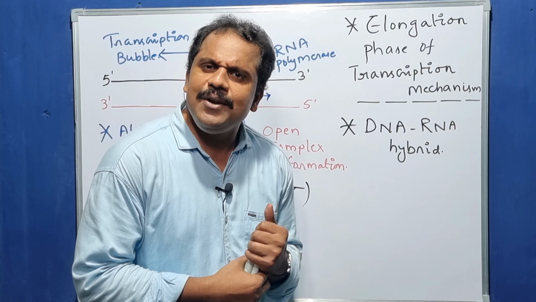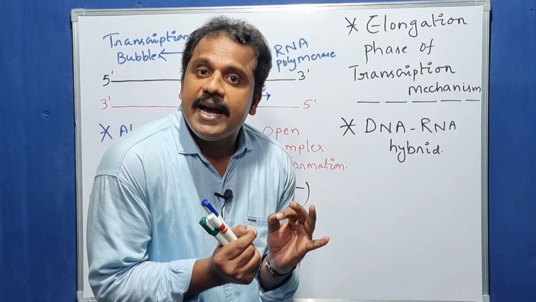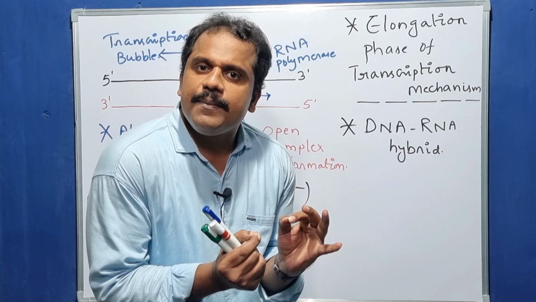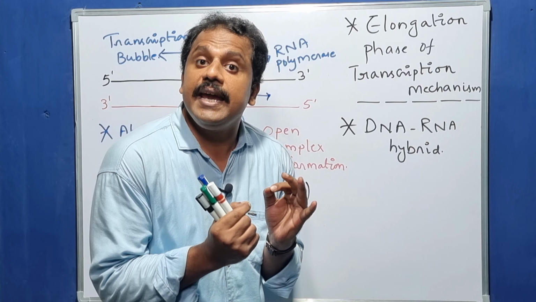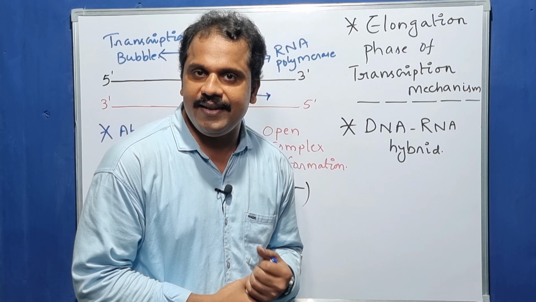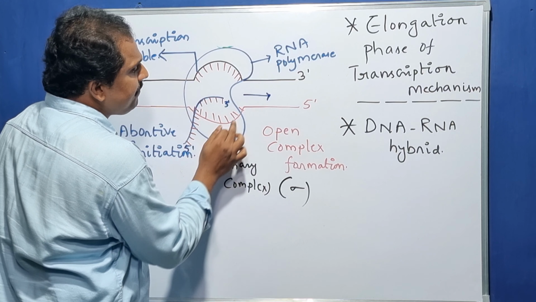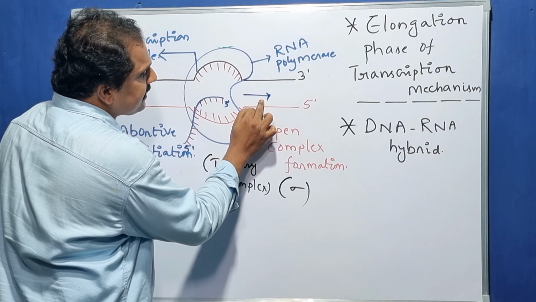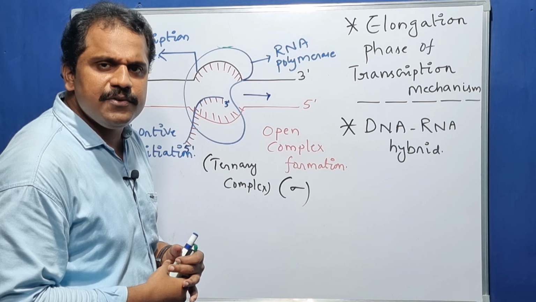Here we need to understand one key point. When the RNA polymerase enzyme unwinds or separates the double-stranded genomic sequence, the double-stranded genomic sequence undergoes positive supercoiling. When the RNA polymerase proceeds in this direction, the double-stranded genomic sequence undergoes positive supercoiling.